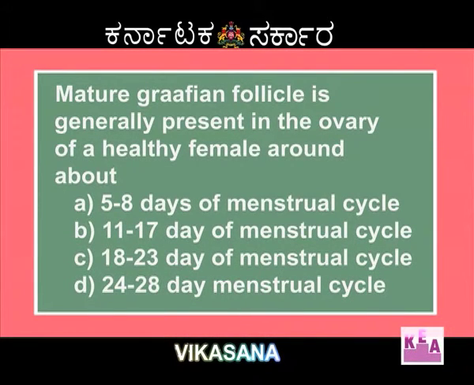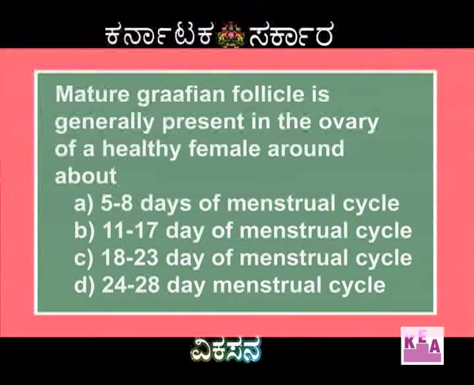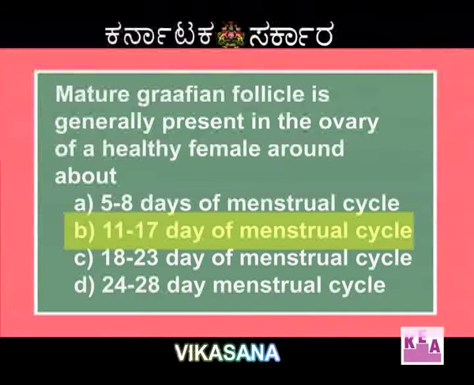If you look into the menstrual cycle in females, the viability period of the ovum is usually from the 11th to 17th days, because the period in females varies. In some females, ovulation occurs on the 11th day or 12th day or 13th day, and it may extend up to the 17th day. So, for this question, the right option is B, 11th to 17th day of the menstrual cycle.